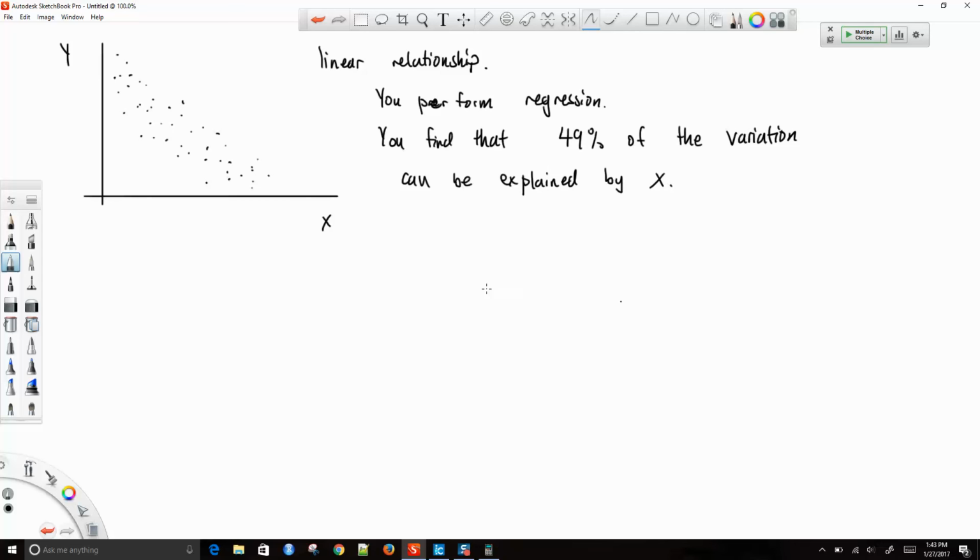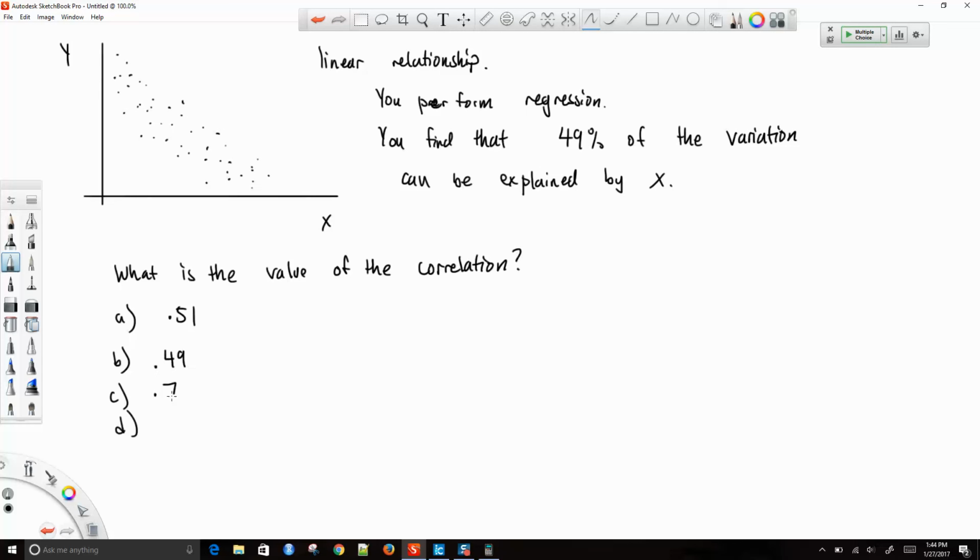Okay, so based on this, tell me, what is the value of the correlation? Okay, and so here are your choices. A will be 0.51, B is 0.49, C is 0.7, and D is negative 0.7.